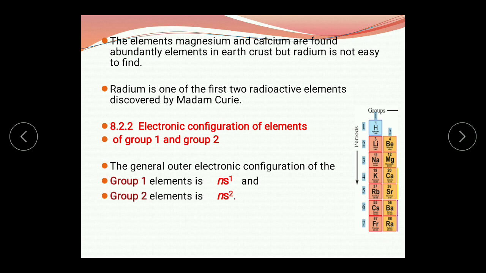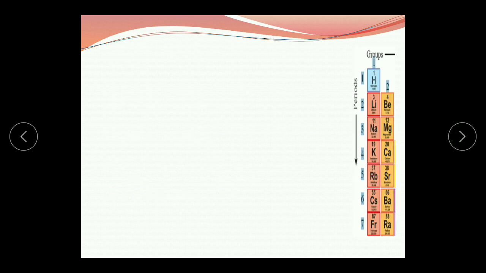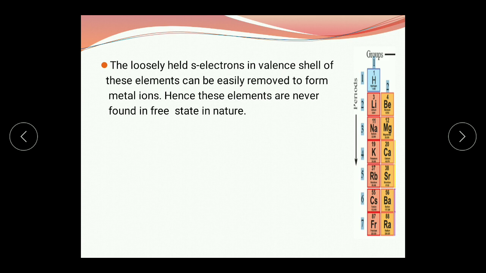Alkaline earth metals have one electron extra, and hence their electronic configuration is ns2. Remember this general outer electronic configuration. Now, the loosely held s electrons in the valence shell of these elements can be easily removed to form metal ions.